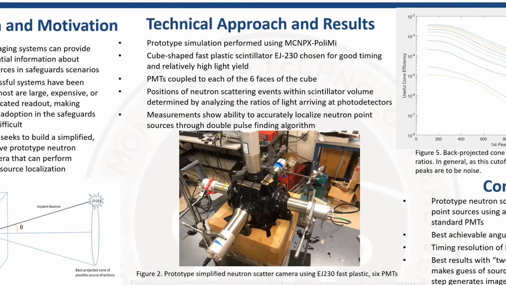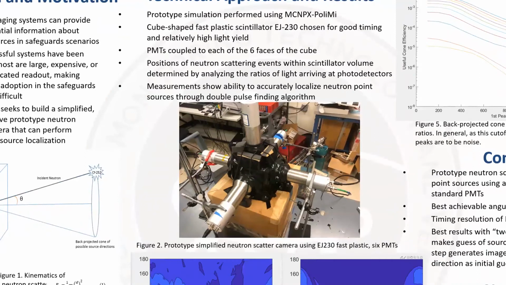Now, the reason we need a fast plastic is because in general, most scintillating materials and digitizer systems don't allow for a proper time resolution to resolve scatters that are just a few nanoseconds apart. But this fast plastic actually does allow us to see these secondary scatters. Although they're rare, we can use an algorithm to find likely candidates for double scatters, and using that data back project these cones that we need to create images.